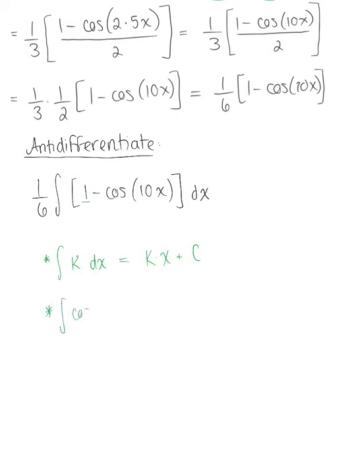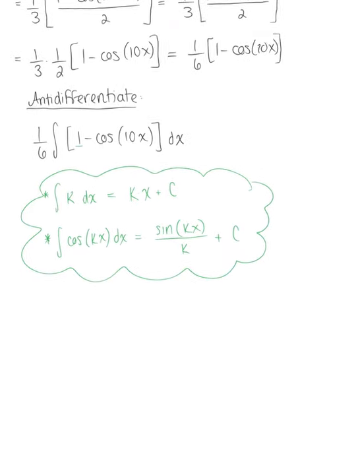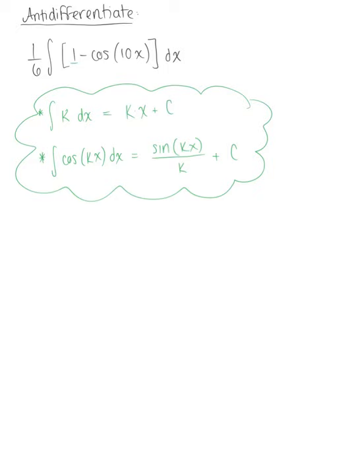And then again, for some constant or real number k, the integral of cosine of kx dx becomes sine of kx, all divided by k, plus c. So we'll use this for our anti-differentiation. So this is equal to 1/6 multiplied by x minus sine of 10x, all divided by 10, plus c. And this is our beautiful final answer.